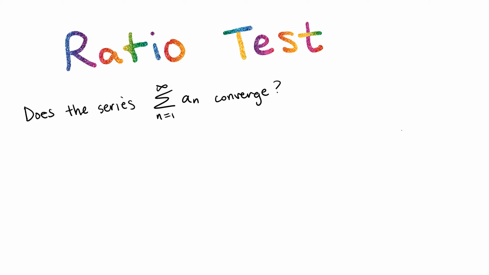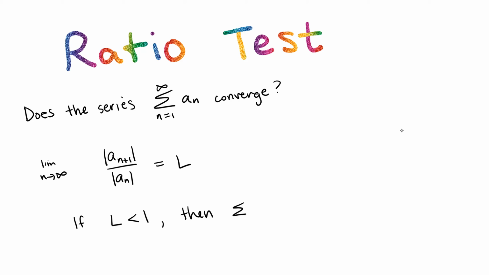One thing that we can do is look at the ratios of one term and its previous term, and we'll take the absolute value of those terms. Then we'll look at the limit of that ratio as n goes to infinity. If this limit, let's just call it L, is less than 1, then our series converges.